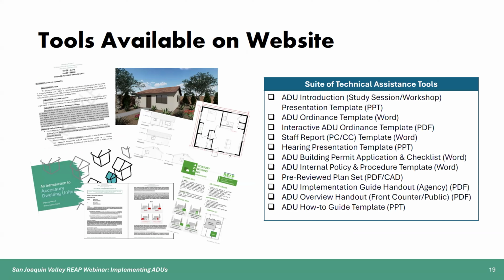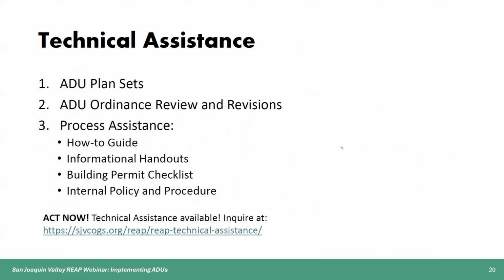Next slide. So also on the San Joaquin Valley REAP ADU website are the tools that are available. This is the suite of technical assistance tools that are provided on the website. I will say that some of these items are a little bit outdated and we're working on updating them. In particular, the ADU ordinance template, as Jenna mentioned previously, a lot has changed in terms of state law. So my recommendation is, if you do need assistance with your ADU ordinance, that instead of using this template on the website for now, you request technical assistance, and we could help you with that.